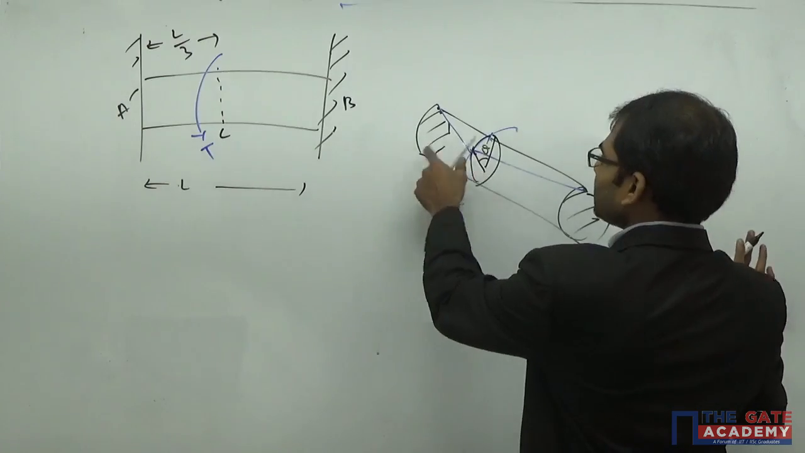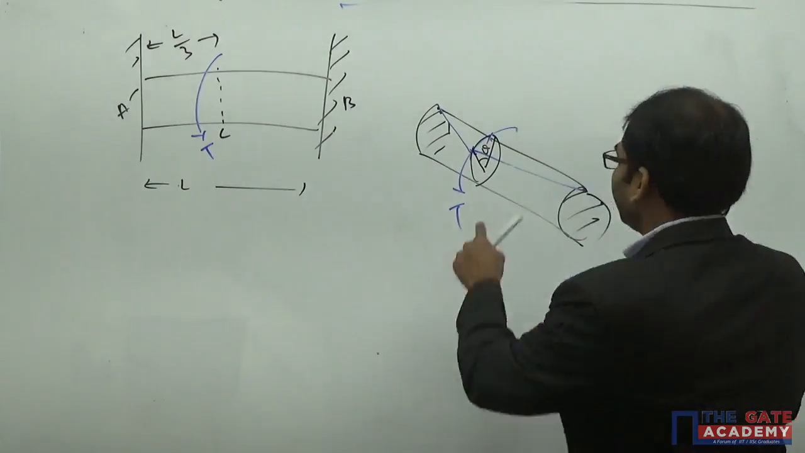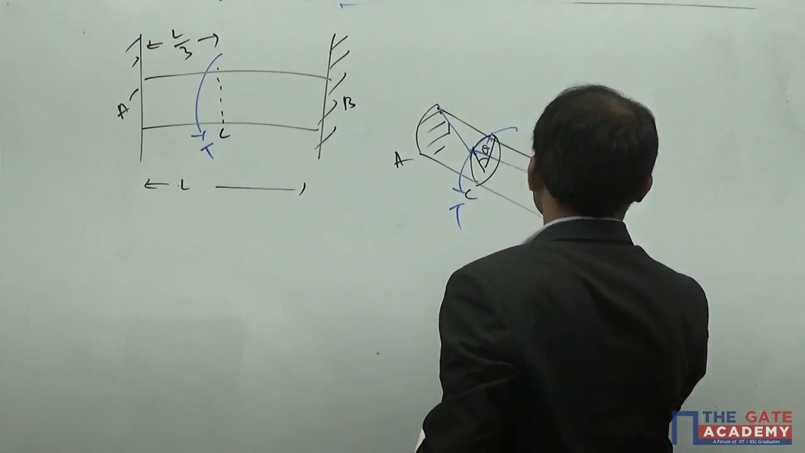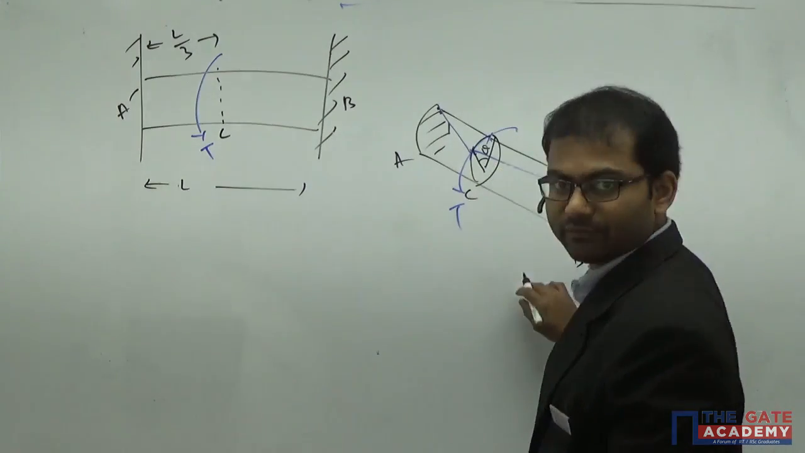That means theta is the same for this case. I am asking regarding the magnitude. Forget about the sign convention here. Theta magnitude is the same for the section AC, and also theta magnitude is the same for the section CB. Understand? So theta is the same for both the cases.